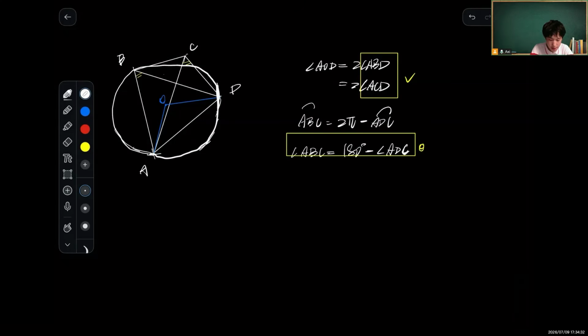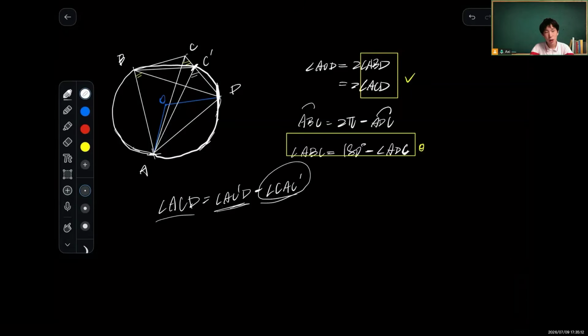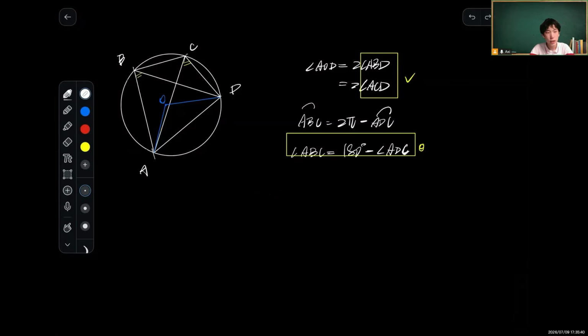Now, let's say this intersection point is C prime. Then we can connect these points. So we know that ABD is equal to ACD. But we know also that ACD is equal to AC'D minus CAC'. And since both these values are equal to the angle ABD, that means this is 0. So C and C prime are exactly the same points. Thus, we can prove that C must be on the circumcircle of ABD. And we're done. Now, there's some more interesting things here related to lengths.